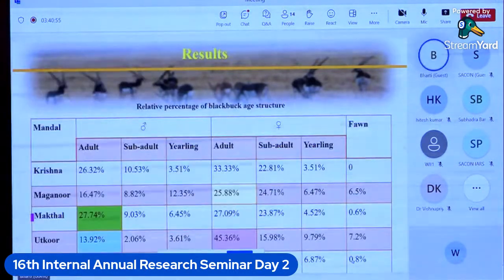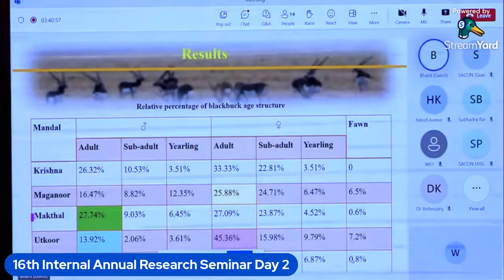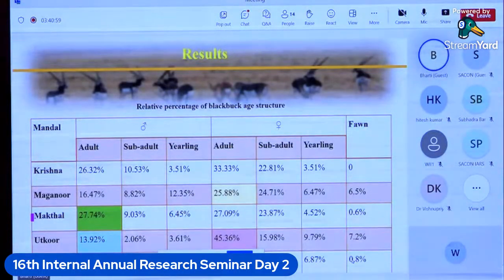Moving on to the age structure of the blackbuck, we saw that the percentage of adult females was highest in Utpur mandal and lowest in Maganur mandal. In comparison to females, the males were highest in Maktal mandal and lowest in Utpur mandal. And when we compare the percentage of subadult females, they were higher in all mandals throughout when compared to the subadult male population.